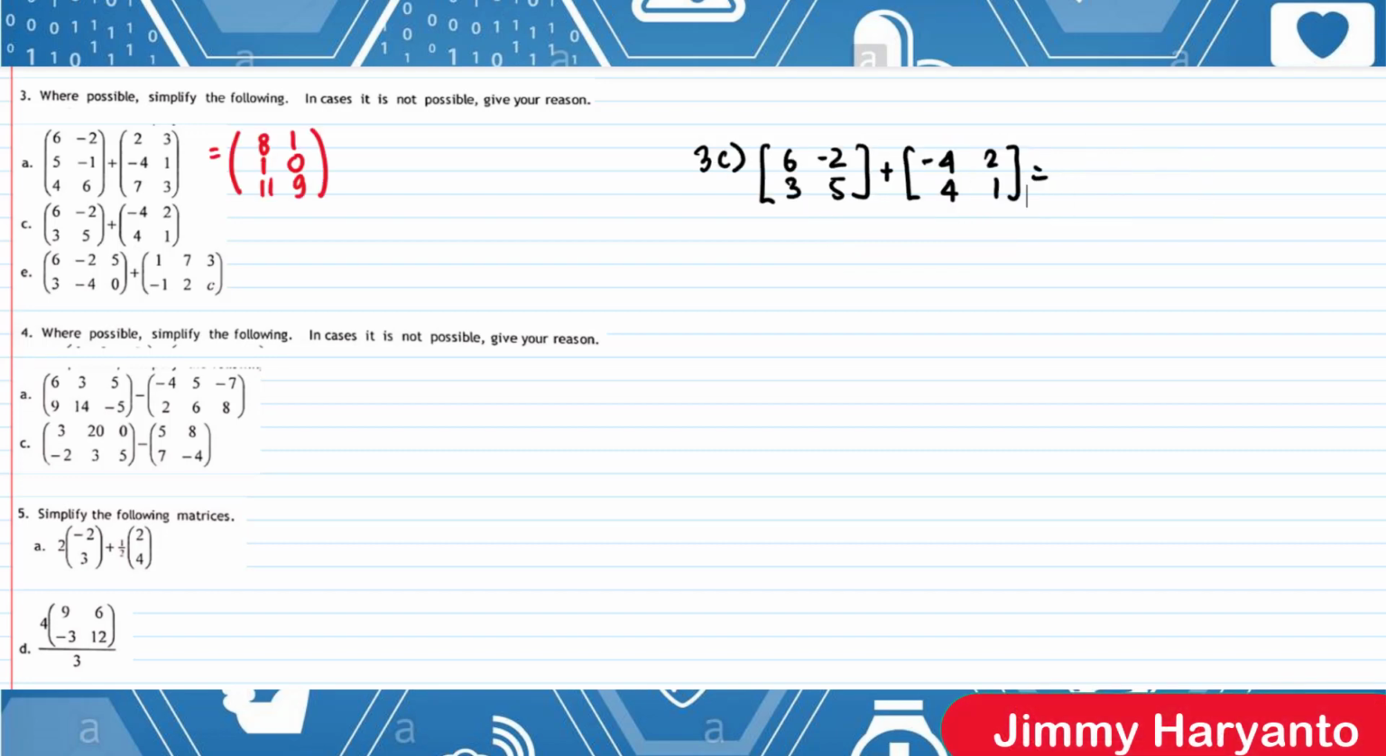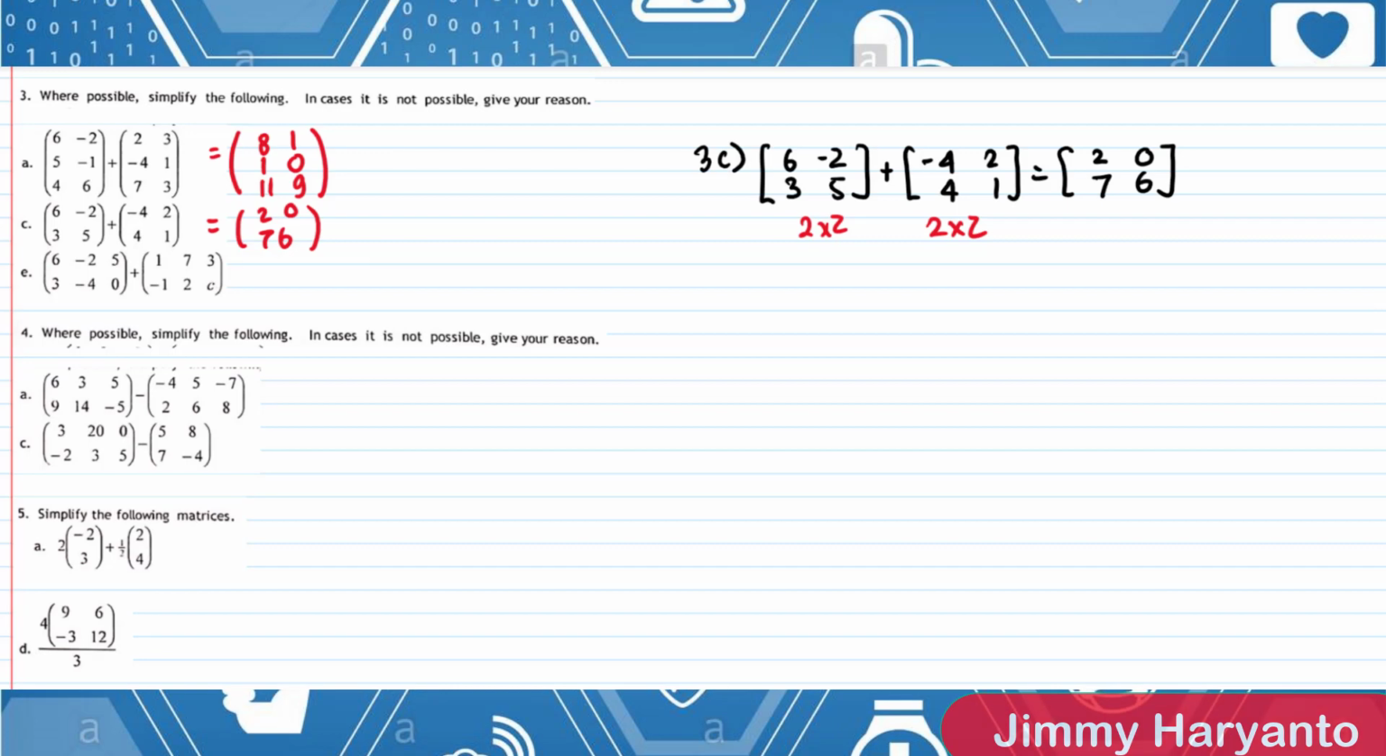For 3C, we have a 2 times 2 matrix plus a 2 times 2 matrix. The dimension is already the same, so we can add them together. The first one is 6 plus negative 4 equals 2, negative 2 plus 2 equals 0, 3 plus 4 equals 7, 5 plus 1 equals 6. So we have 2, 0, 7, 6 as the answer.